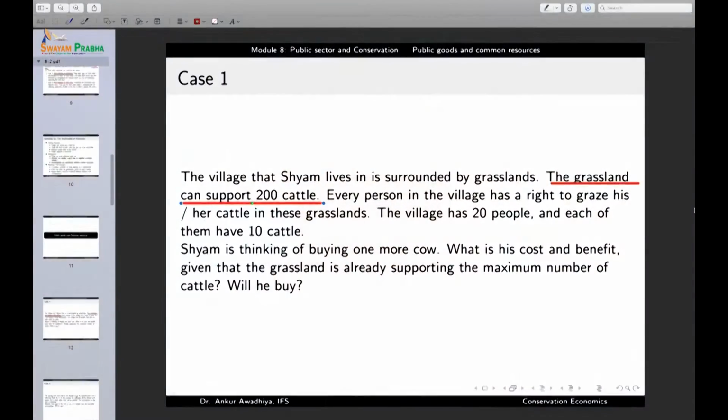Now, this kind of a resource is known as a common resource. So, this is a common property. There is no private property rights in this grassland. And a common thing with common property is that people tend to overutilize them. And remember that this sort of thinking is coming from a rational decision making process. It's not that Shyam is irrational. Even though Shyam knows that 200 cattle is the maximum that can be supported, he would still want to have one more because it is in his own benefit.